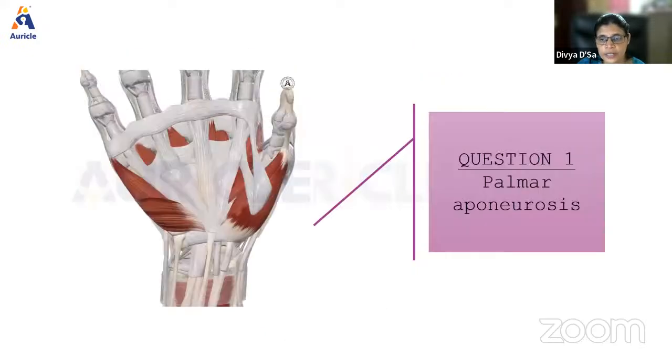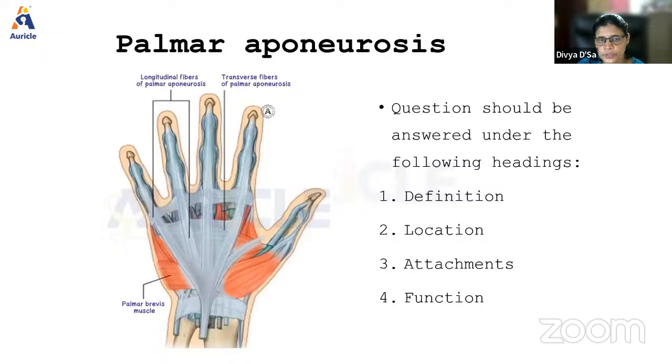Next, coming to the short answers, palmar aponeurosis. Okay, so what do you mean by palmar aponeurosis? Its location, attachments, and functions. So what is palmar aponeurosis? It is the modification of the deep fascia. Palmar aponeurosis forms the modification of the deep fascia of the palm.